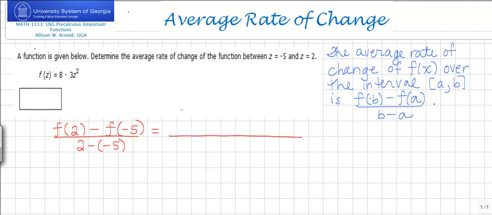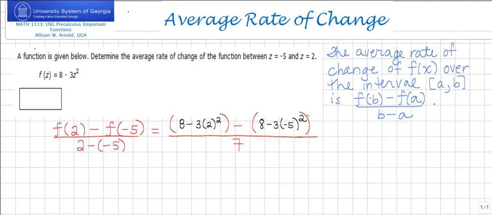f of 2 and f of -5 are calculated using the formula. So f of 2 is 8 minus 3 times 2 quantity squared, and f of -5 is 8 minus 3 times -5 quantity squared. And then it's all divided by 2 minus -5, which is the 7.